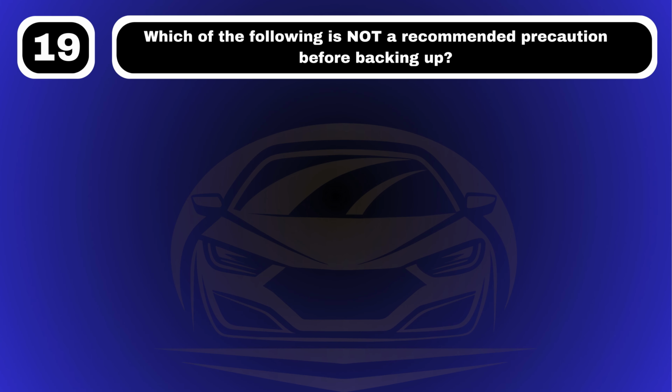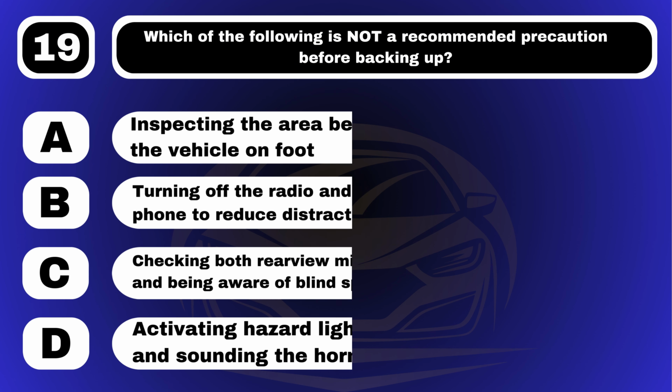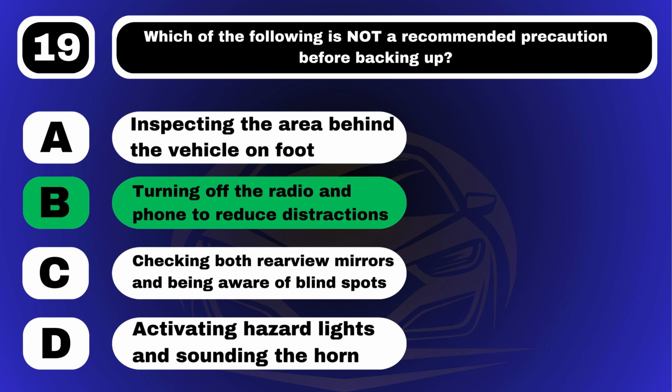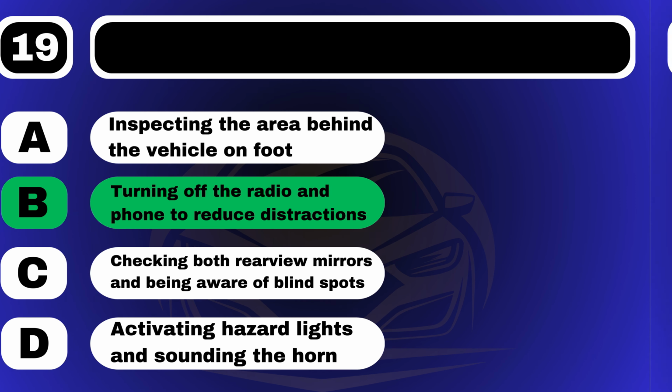Which of the following is not a recommended precaution before backing up? A. Inspecting the area behind the vehicle on foot. B. Turning off the radio and phone to reduce distractions. C. Checking both rear-view mirrors and being aware of blind spots. D. Activating hazard lights and sounding the horn. The answer is B. Turning off the radio and phone to reduce distractions.